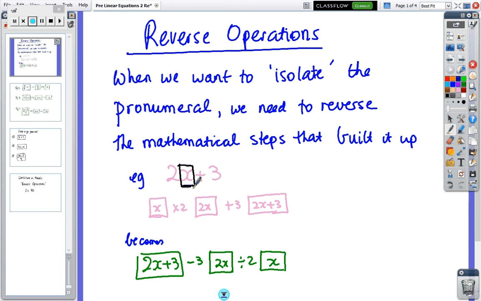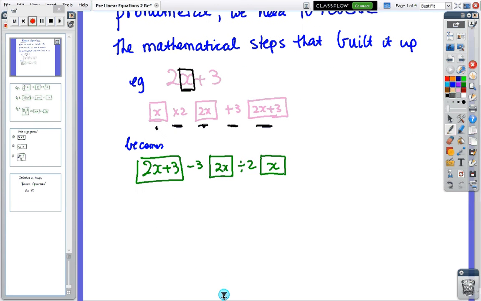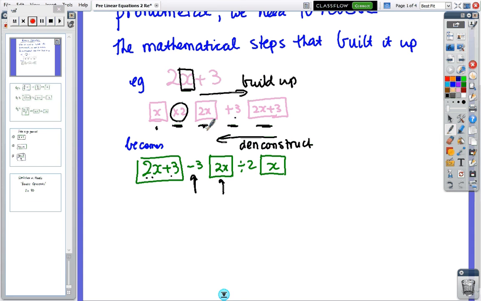Okay, so for instance, with the 2x plus 3, to build it up, I started with x, I doubled it to produce 2x, and then I added 3, and I get 2x plus 3. So to deconstruct it, I have to go the opposite way. If I was building it up this way, then I'm going to deconstruct it the opposite way. Obviously to deconstruct plus 3, I subtract 3. So 2x plus 3, if I subtract 3, becomes 2x. And if I times by 2, then I have to divide by 2 to go backwards to x.